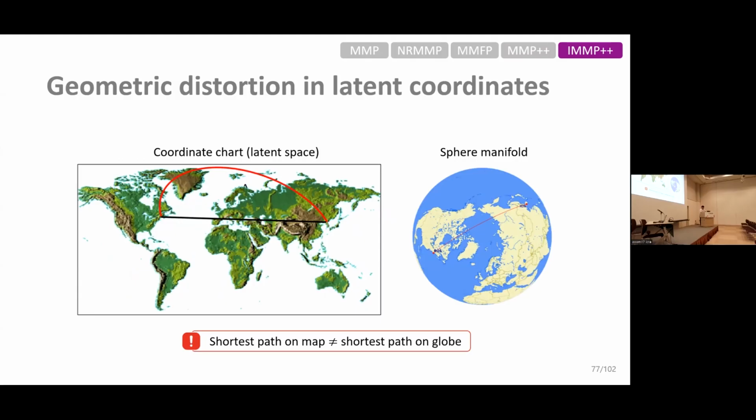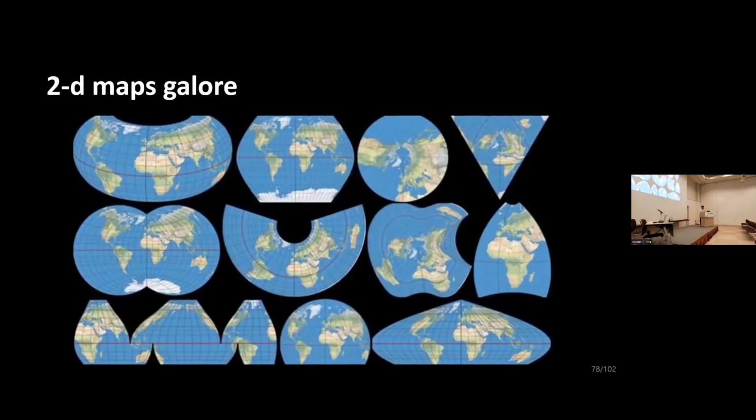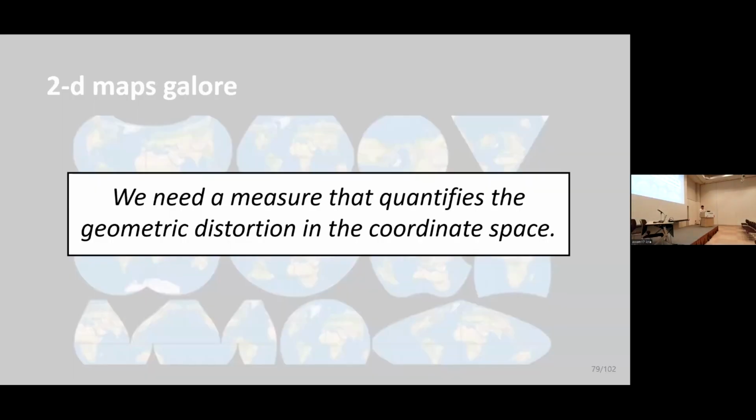So this problem of geometric distortion in coordinate space has long been a topic of interest in differential geometry. There are diverse maps for each globe, each with different kinds of distortion. Similarly, for a motion manifold, there are diverse latent coordinate spaces. And we would want a latent coordinate space with the minimum amount of distortion. So for this purpose, we want to formulate a measure that quantifies the degree of distortion in the coordinate space. That's what we're going to do next.